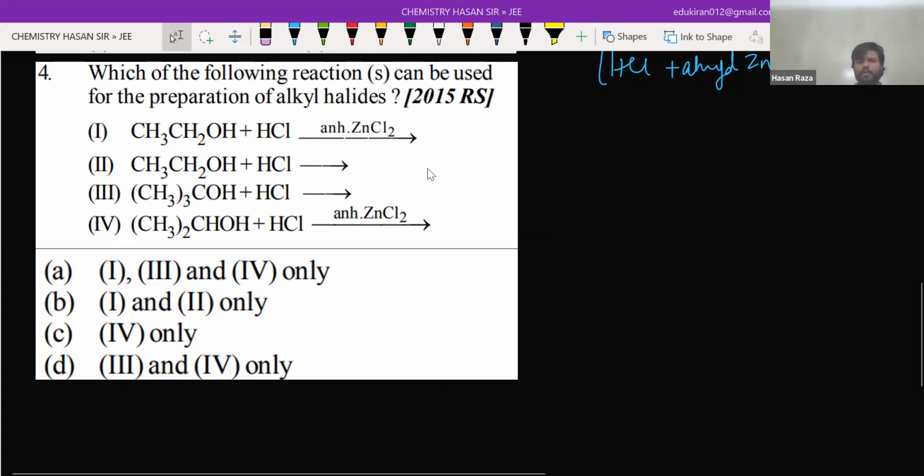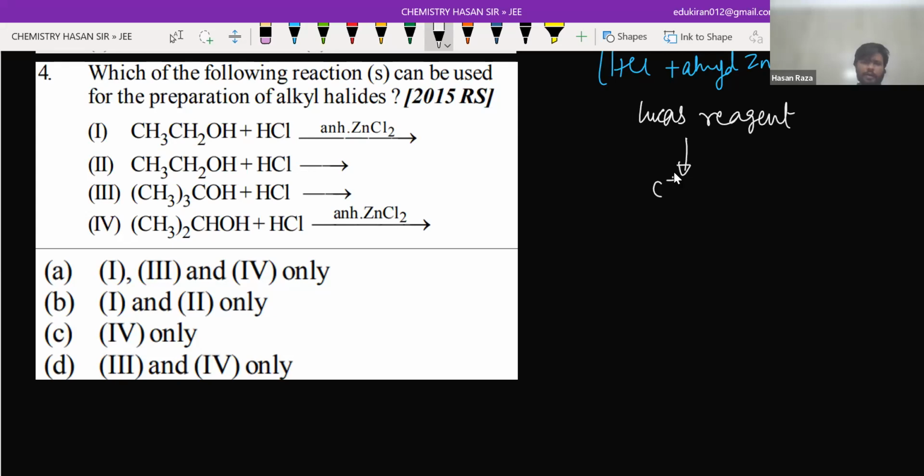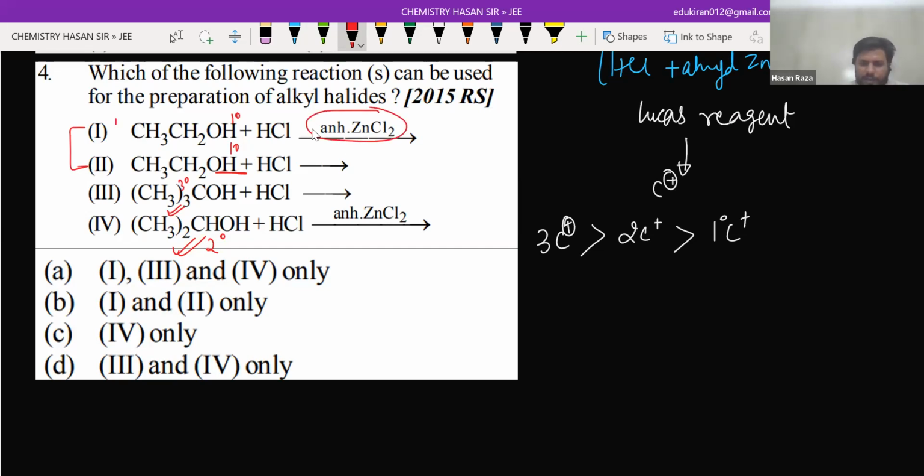Very good. So see, in this Lucas reagent, formation of carbocation takes place. And you know that a 3-degree carbocation is more stable than a 2-degree, than a 1-degree carbocation. So you can see this is your 1-degree, this is your 2-degree, which can proceed. And this is your tertiary. So it's very easy. But for these two, 1-degree, 1-degree, and option one is with anhydrous ZnCl2. So this can proceed, but here no anhydrous ZnCl2 is there. That's why it won't proceed. So the correct answer is 1, 3, and 4th only. So option A is correct.